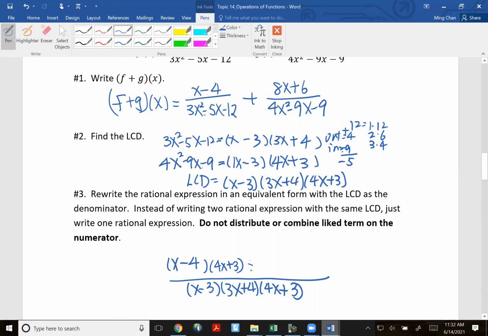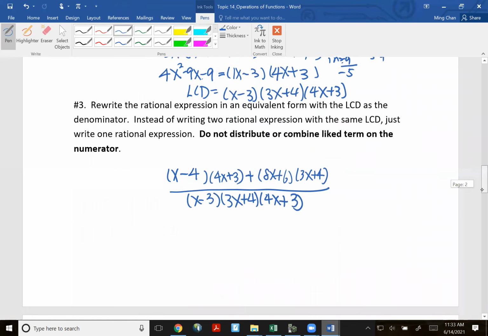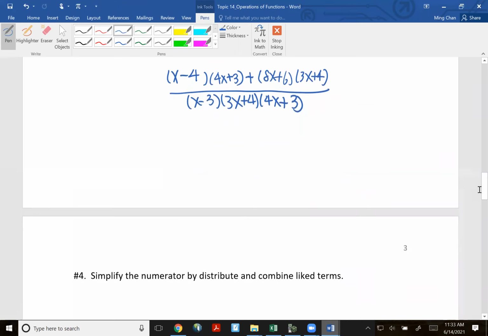All right, plus. What does the LCD have that the second denominator does not have? The second denominator is missing 3x plus 4, so we take that times your numerator. In other words, the second denominator will go into the LCD so many times. All right, do not distribute because we're going to do a next step. Once you write this out, then we're going to simplify the numerator by distribution and combine like terms. So let's multiply this out.